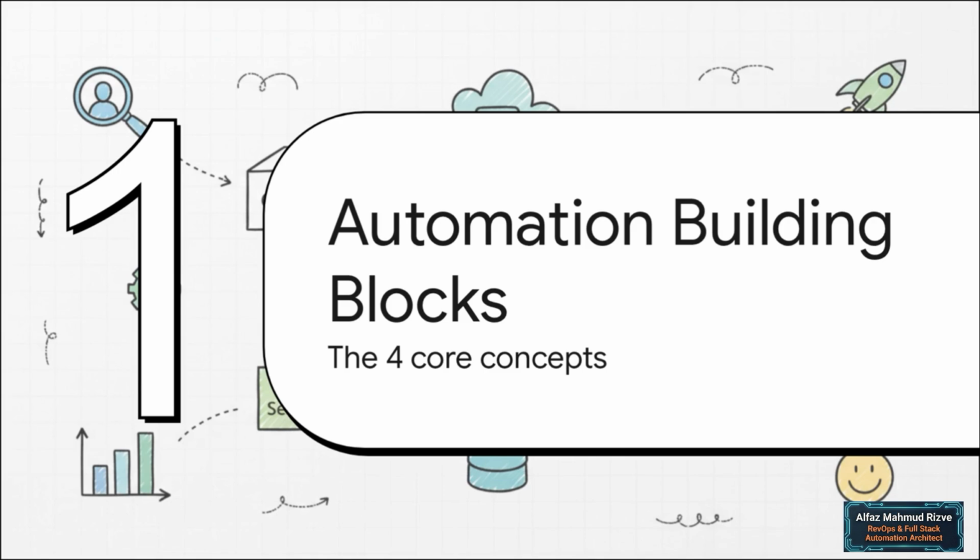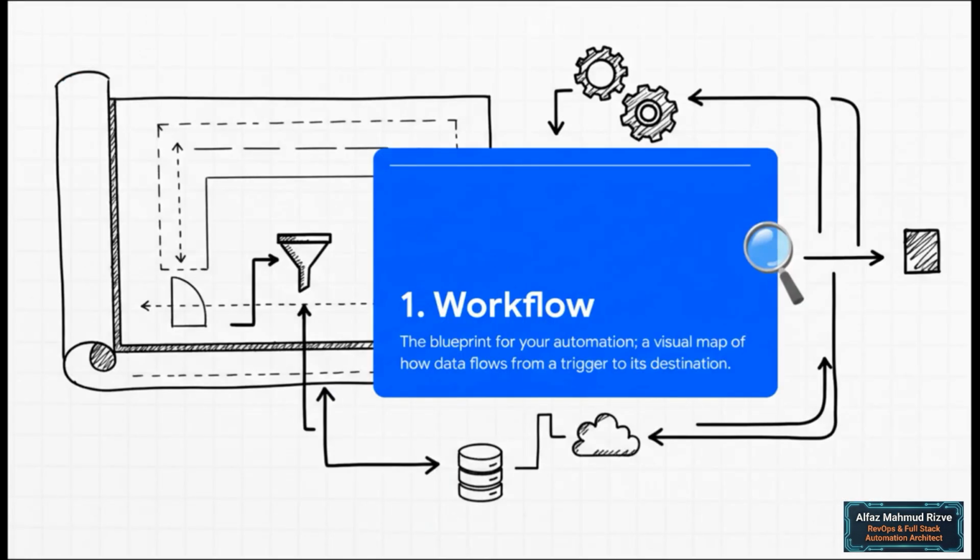Okay, before we can build anything cool, we gotta speak the same language. There are 4 core concepts in n8n that are basically the essential building blocks for everything we're about to do. So let's break them down, one by one. First up, you have the workflow. The best way to think about this is as the architectural blueprint for your entire automation. It's like a visual map that shows you exactly how data gets into your system, what happens to it along the way, and where it ends up.